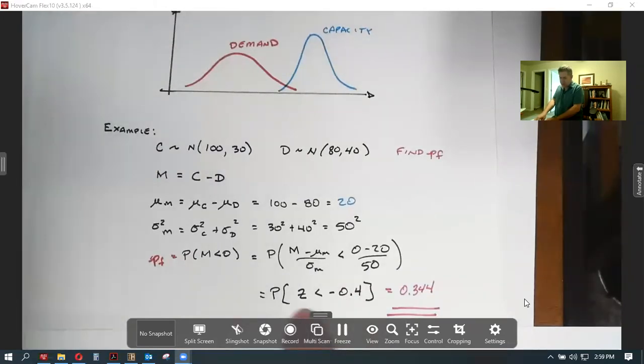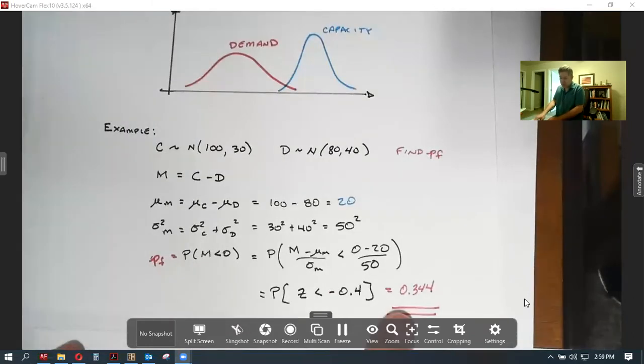So you look up in the tables, or you use your normal distribution calculator, and the probability that Z is less than minus 0.4 is 34.4%. Oh, now wait a minute. That's actually a huge failure likelihood, right?